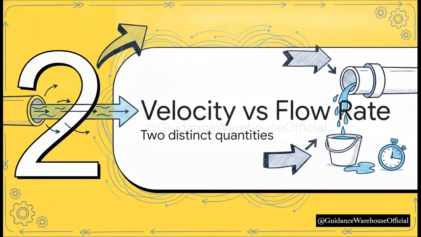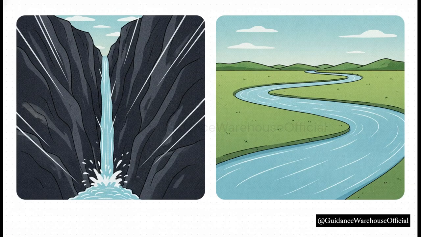Moving right along to Section 2, velocity versus flow rate. Now, a really common student trap is thinking, wait, isn't flow rate just the exact same thing as speed? They are related, for sure, but they are not the same thing. Picture a rapid mountain stream. The water is rushing incredibly fast. That's high velocity, but the stream itself is tiny, so it carries a really low volume of water overall.